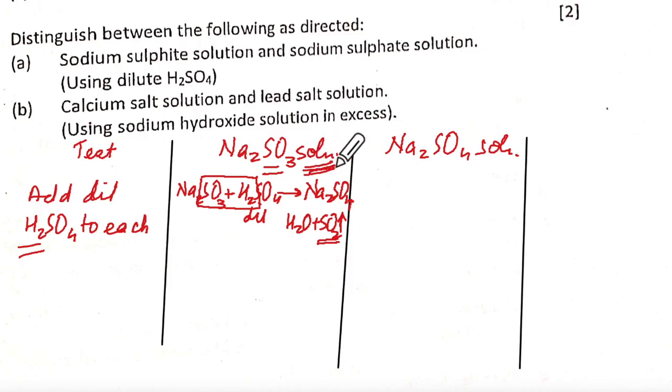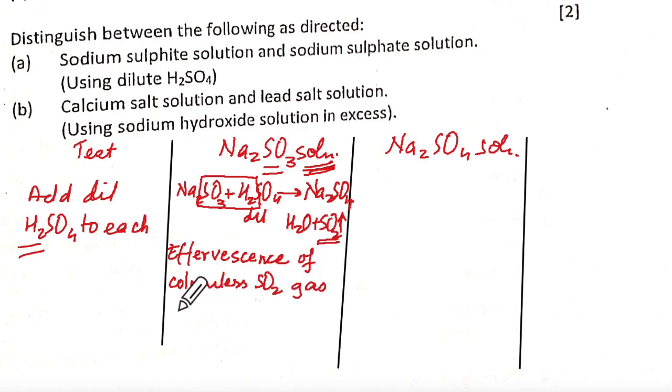When I see bubbles, what will I write? Effervescence. Will it be brisk effervescence? Brisk effervescence is for which gas? Carbon dioxide. Correct. Is this carbon dioxide? No. So only effervescence of. Does it have color? So colorless SO2 gas, having what odor?